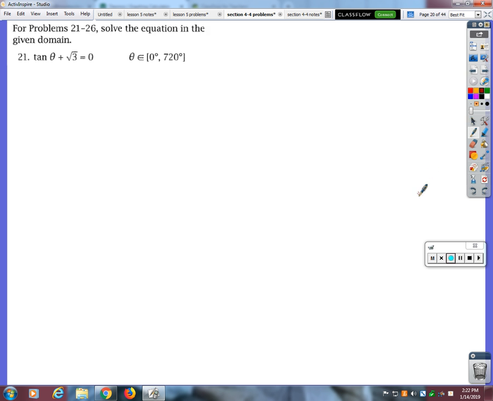All right, so for number 21, Taylor says, I don't even know how to start. Well, you're trying to get the theta by itself. I like what you're doing with the squaring thing because there's a square root in there, but it's not the variable that's being square rooted, so we don't really care about that. So how can I get rid of that square root of 3?